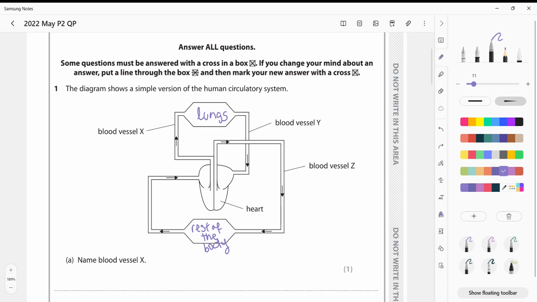And any blood vessel that leaves the heart is referred to as an artery. And for blood vessels related to the lungs, we refer to them as pulmonary. Therefore, blood vessel X would be pulmonary artery. Okay, let's look at blood vessel Y, right? Blood vessel Y is carrying blood from the lungs to the heart. So it's going to be pulmonary vein.